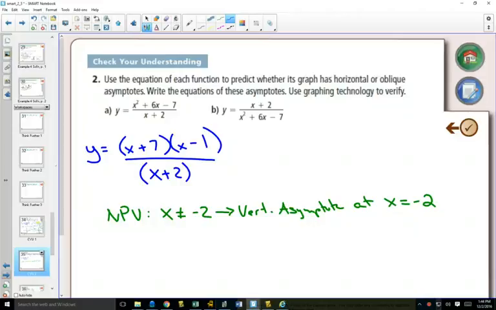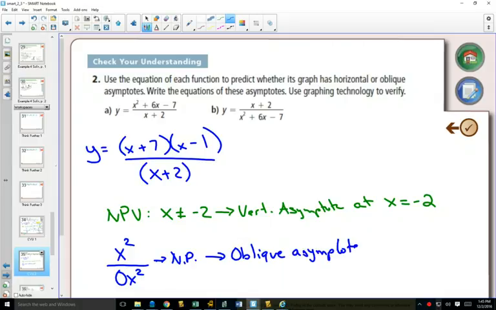What's the highest degree? Look at the original equation, it is an x squared. We have x squared on the top and no x squareds on the bottom. This is not possible, so that means we are going to have an oblique asymptote. You'll always have an oblique asymptote unless you've had a hole prior to that that simplified the equation so that it no longer had a non-permissible value.